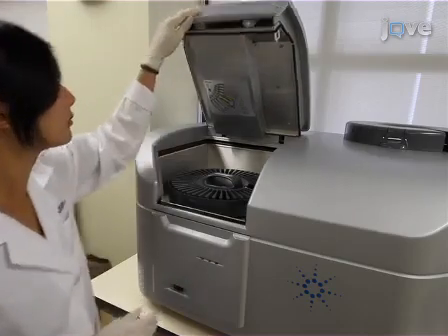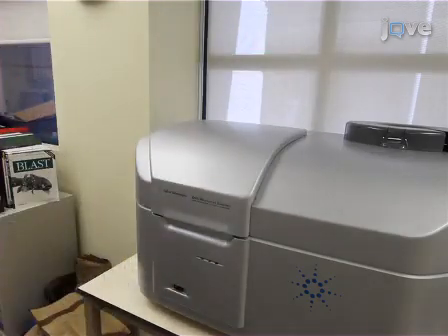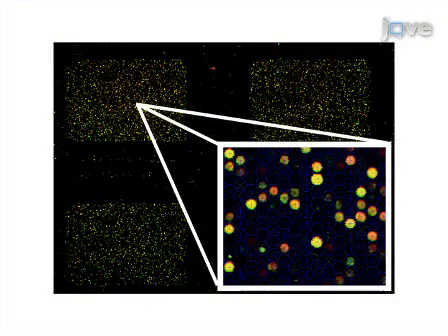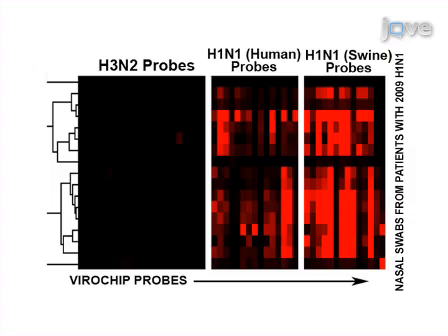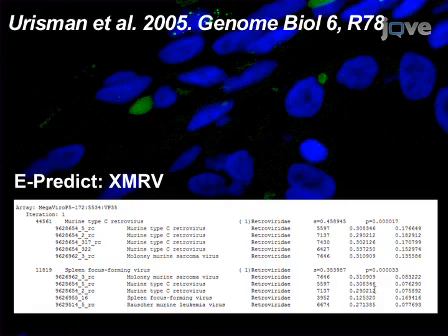In this procedure, we use an Agilent 2-micron DNA microarray scanner. Scan the Cy3 labeled array at 5 microns or 2 microns according to the instrument's standard scanning protocol. Analyze Virochip microarrays by cluster analysis or the automated Virochip analysis program ePredict.